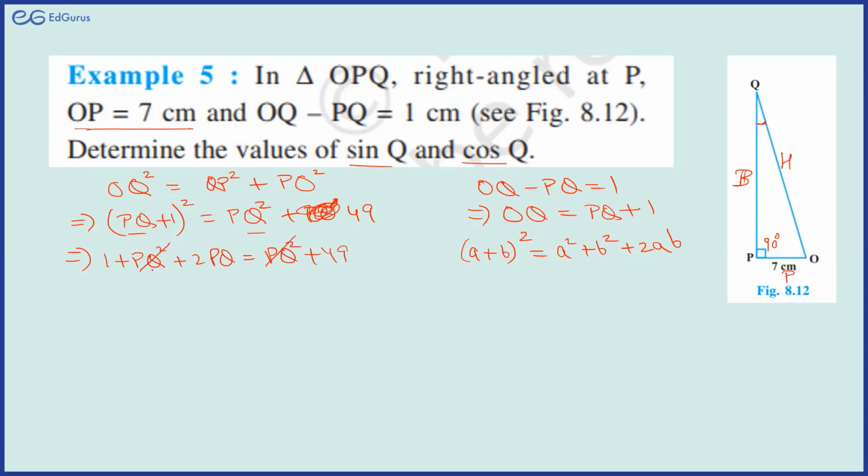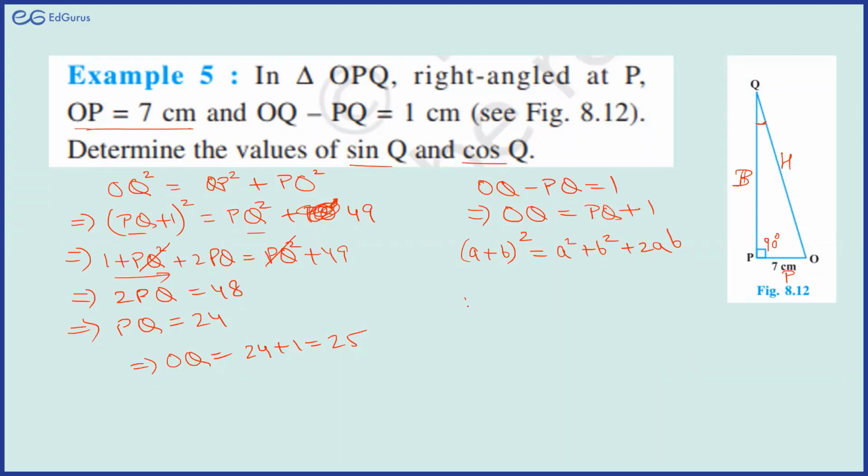Now PQ square gets cancelled. Subtract. So this means 2PQ is equal to 48. The 1 goes to the other side of the equal to. So PQ is equal to 24. Now I know my PQ. So what will be OQ? OQ was PQ plus 1. So it is 24 plus 1 centimeters, equal to 25.